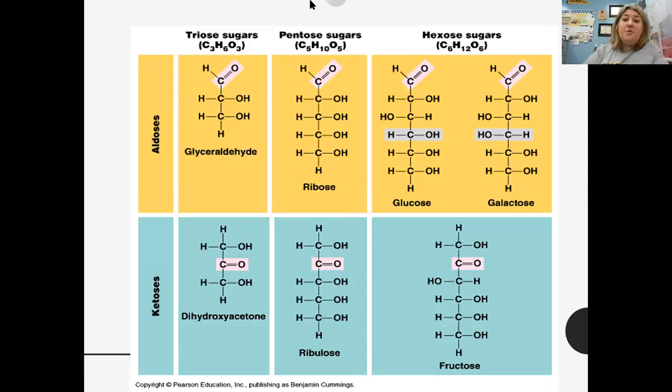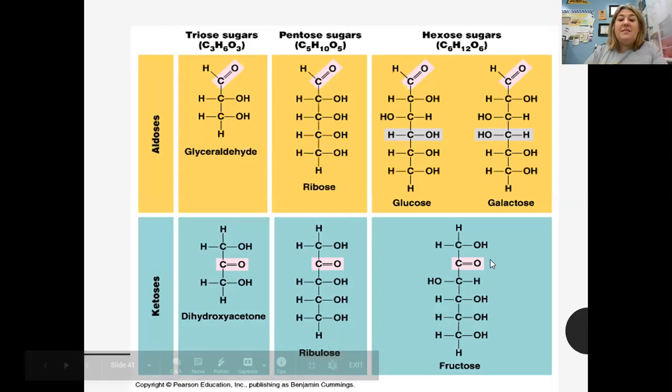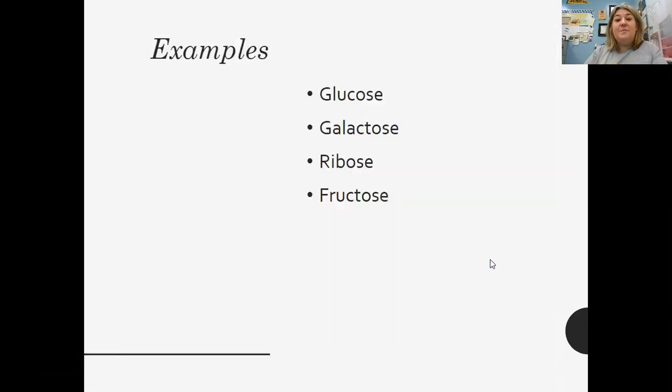So we also have some others. Ribose, that's a pentose sugar. That's actually in a ring, and we find that in RNA. And then we have some ketoses down here that show you where the carbonyl group is. And of course, because it's in the middle, that's what makes it a ketose.